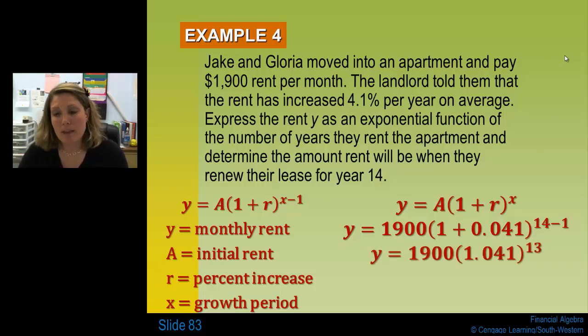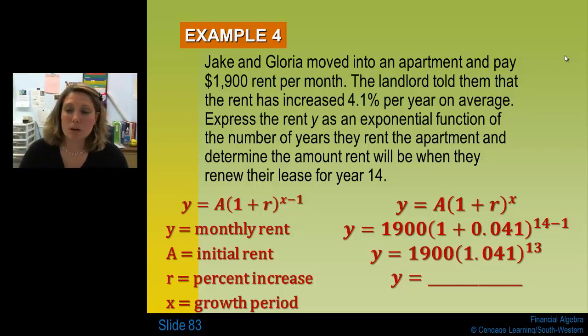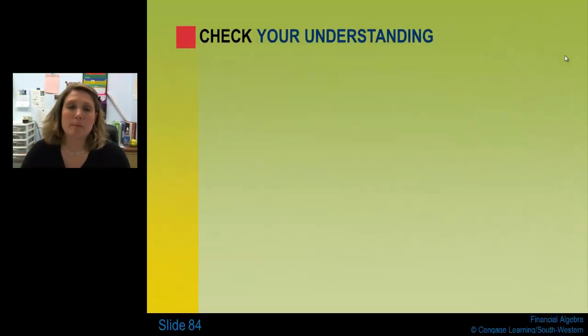Go ahead and simplify that. You can do this on a calculator, so go ahead and fill in what Y equals. Probably should end up somewhere around $3,000 if you've done it correctly. A little bit more, a little bit less, but it should be around $3,000. So you need to go ahead and finish that question.